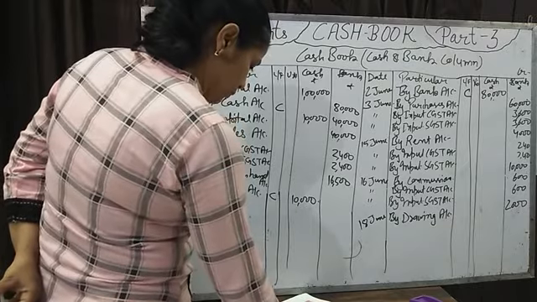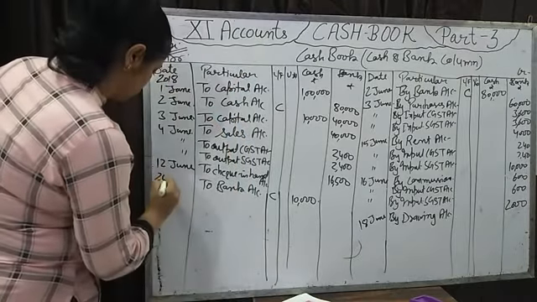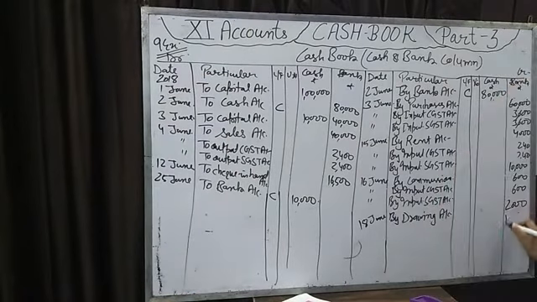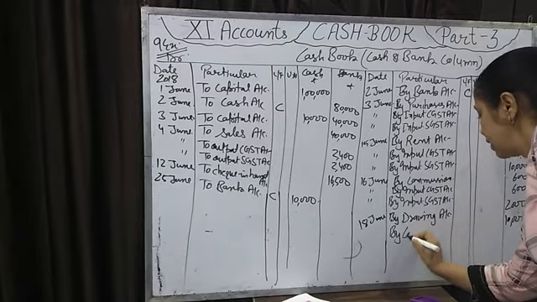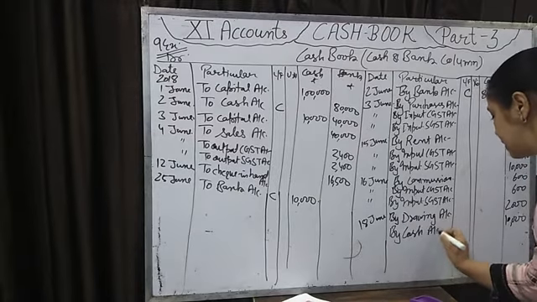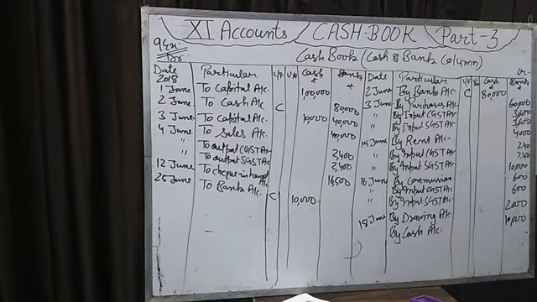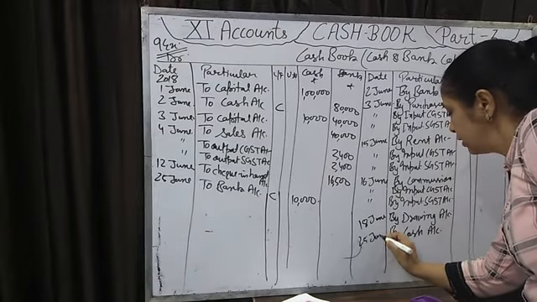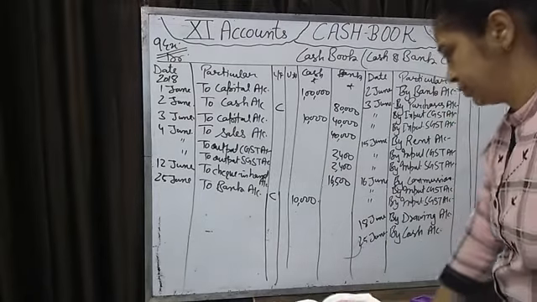Withdraw money from bank for office use on 25th June. Now our bank balance will be decreased. Then we will write in the credit side of the bank column, where bank balance is going. It is included in cash on 25th June.